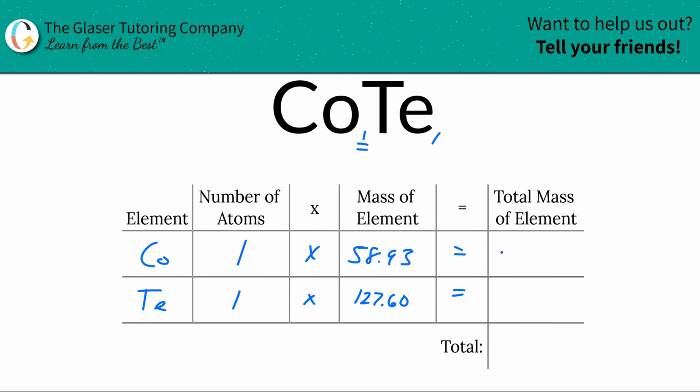Then to find the total mass of each particular element, we're just going to take the mass of that element and multiply by the number of atoms inside of that compound. So that was a total mass of 58.93 for cobalt. For tellurium, it was 127.60, right? That math is pretty straightforward. And then adding this column together, we'll find now the total mass of the entire compound, right? So when we do that, we come up with a total of about 186.53. And since we're solving for molecular mass, the units here are in terms of AMU, atomic mass units.